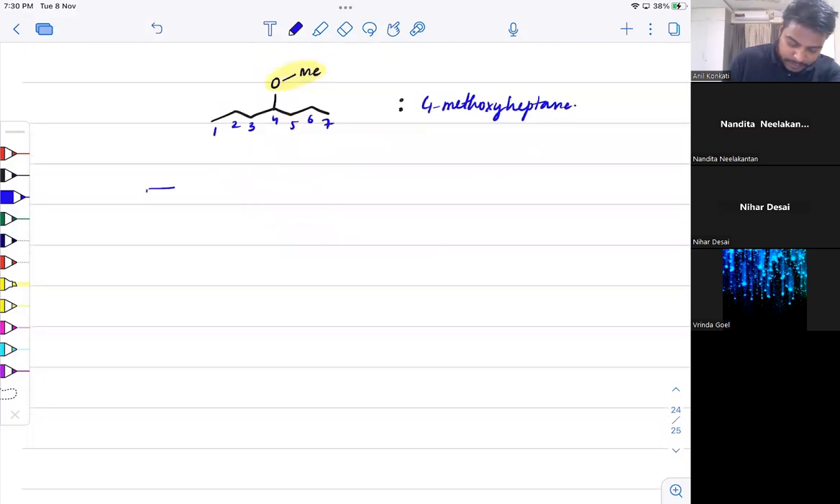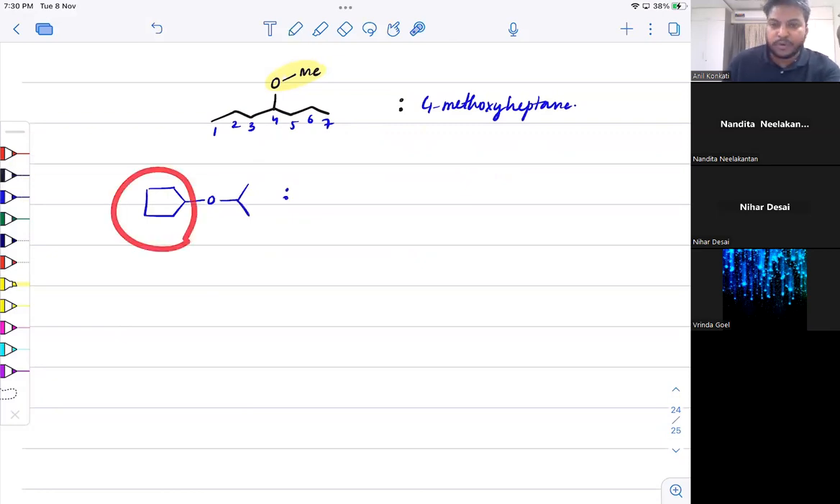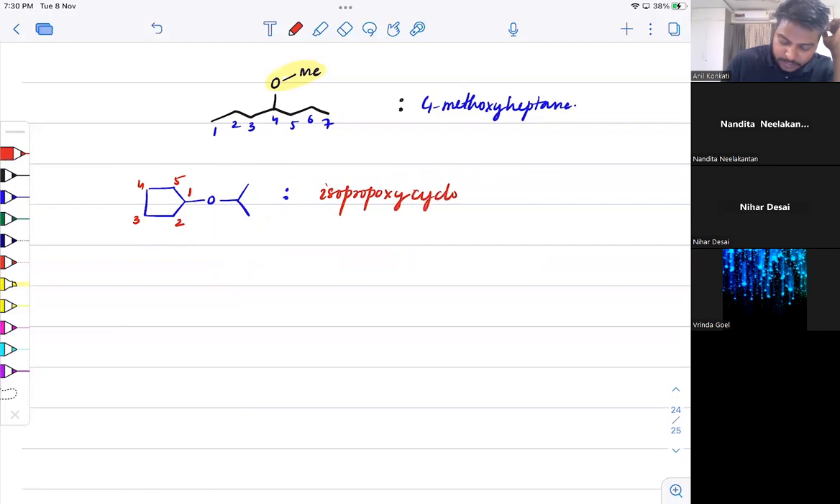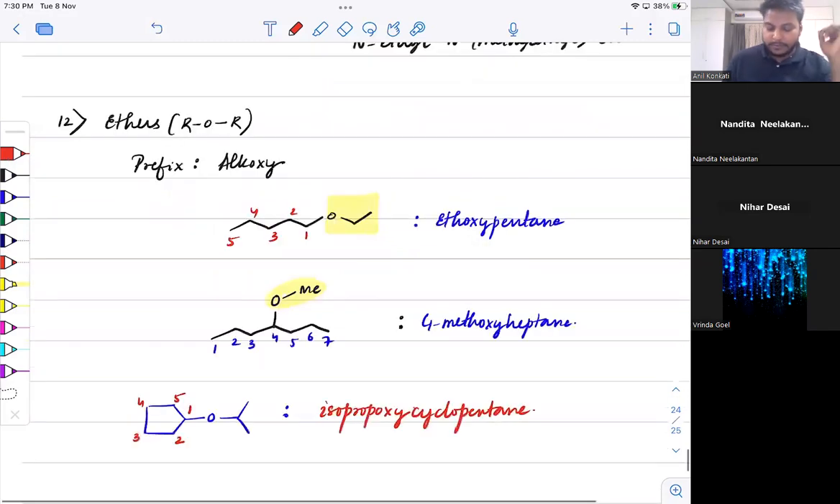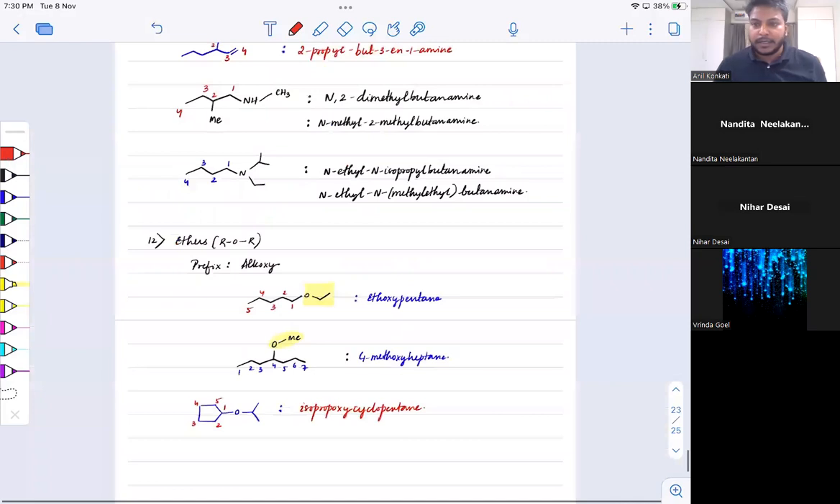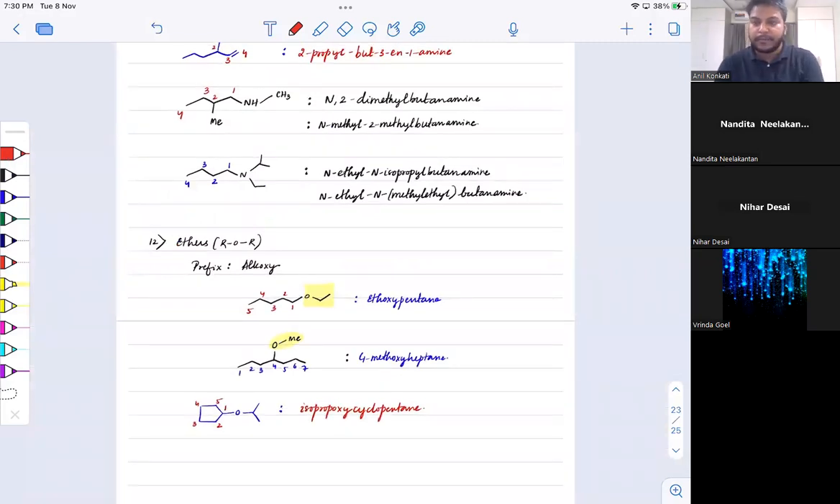Next, if you have it in the cyclic case also, like this, I have this way. So obviously the left hand side has more number of carbons. So that will be the principal chain or root chain, 1, 2, 3, 4, 5. So this is pentane. And this entire thing is isopropoxy. So I can write it as isopropoxycyclopentane. Please go through it once. If you have any doubt, you can ask me later.